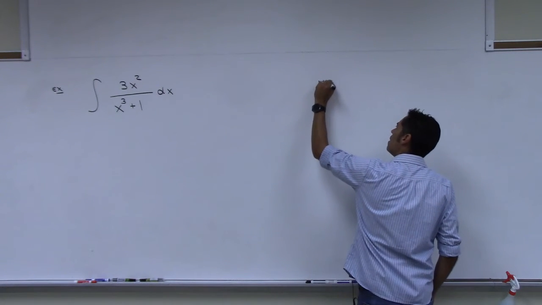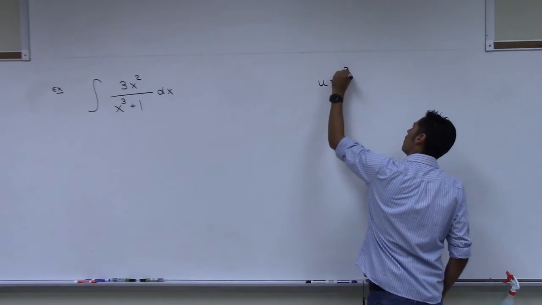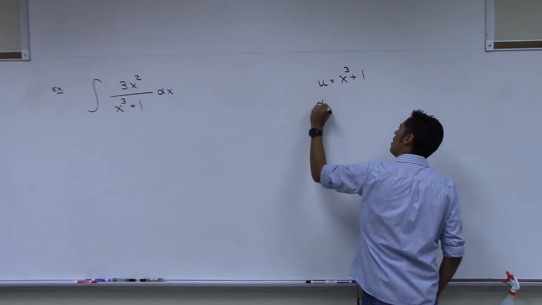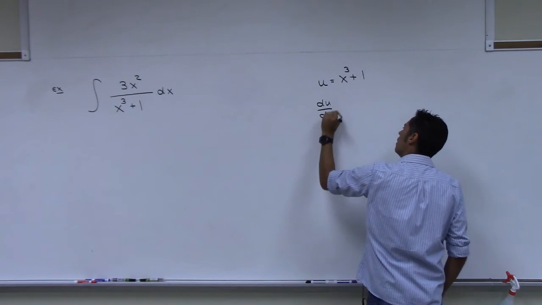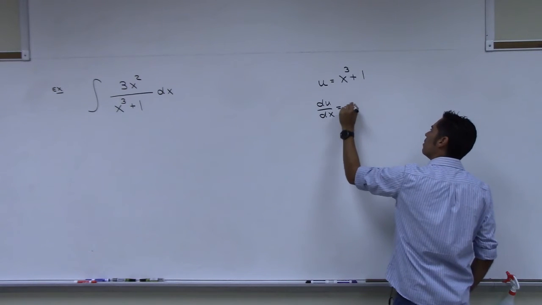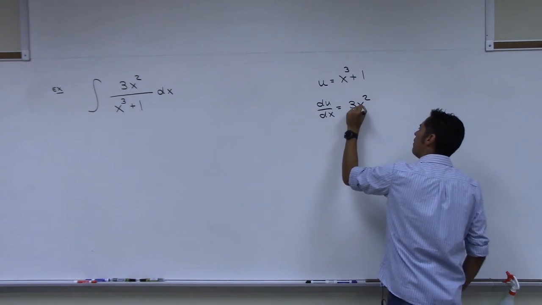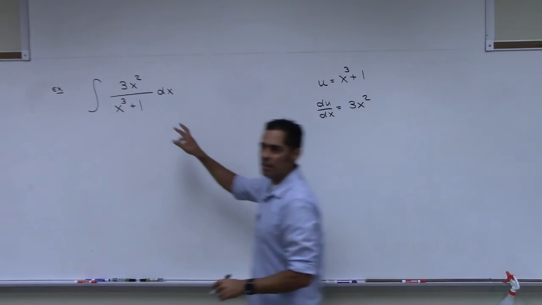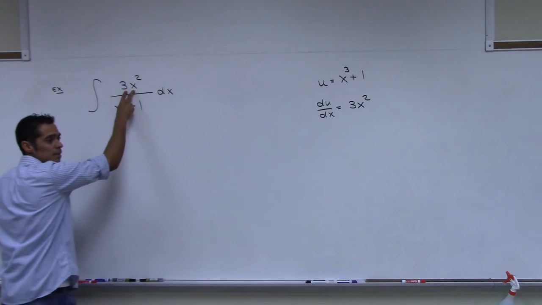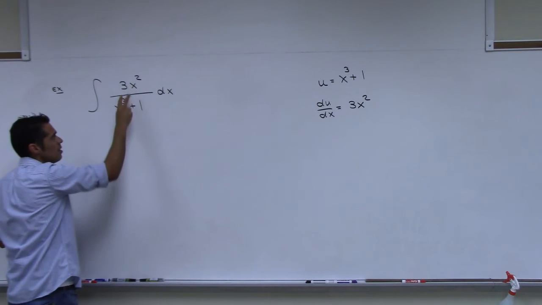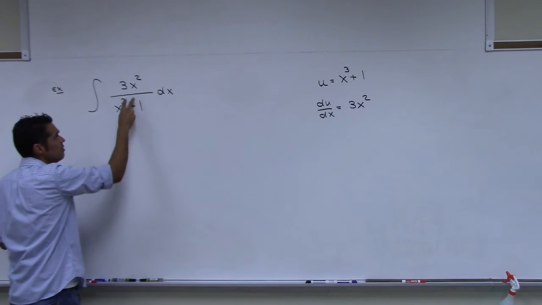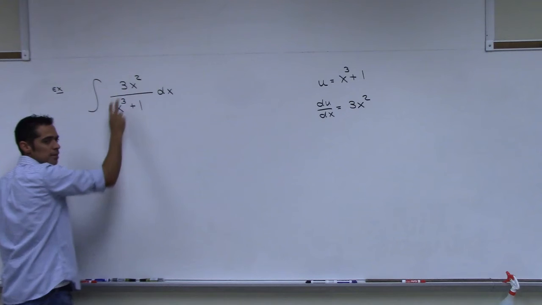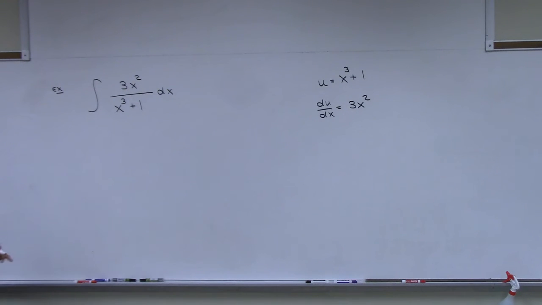If we let u be the bottom, then what is the derivative of this thing? 3x squared. Do you have a 3x squared sitting there? Yes, you do. Exactly, right? There it is. So if we let this be the u, there's its derivative. Just so happened to be perfect, right?